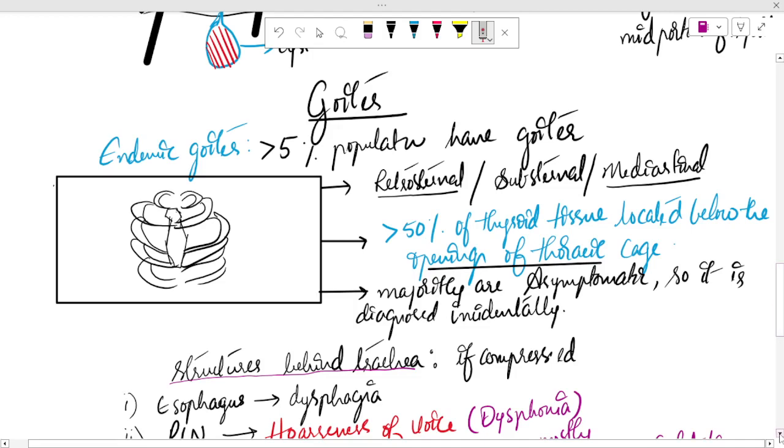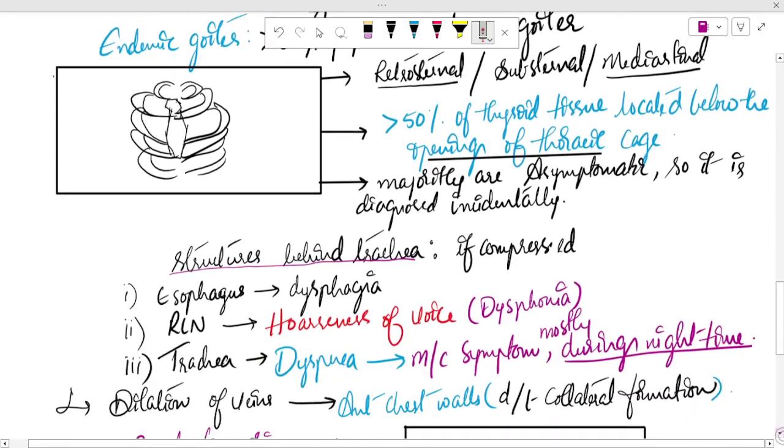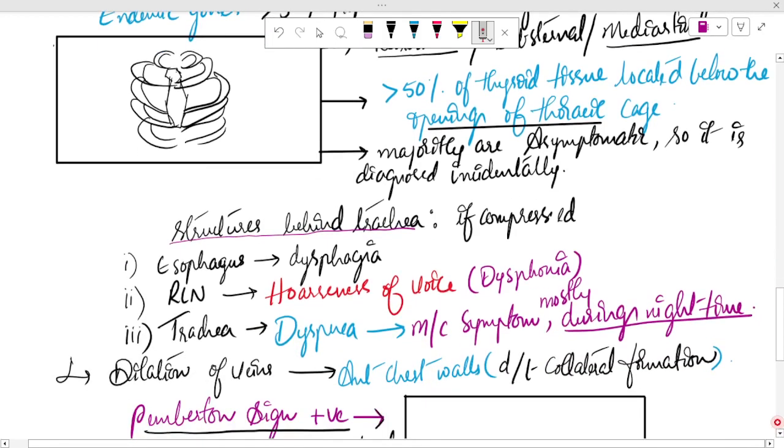Now, previously we will discuss what are the three structures that are present behind the thyroid. One is the trachea, another one is the esophagus, and another important thing is the recurrent laryngeal nerve. So, these are the three structures. You can remember it with the mnemonic TER: trachea, esophagus, recurrent laryngeal nerve.